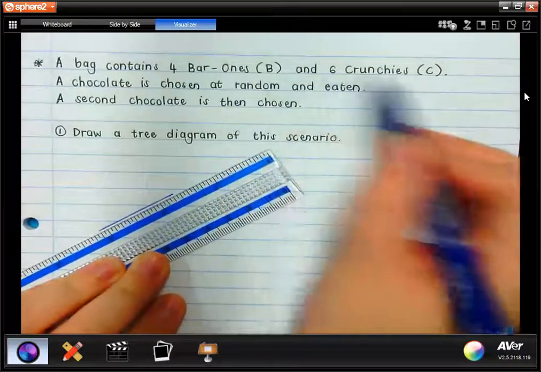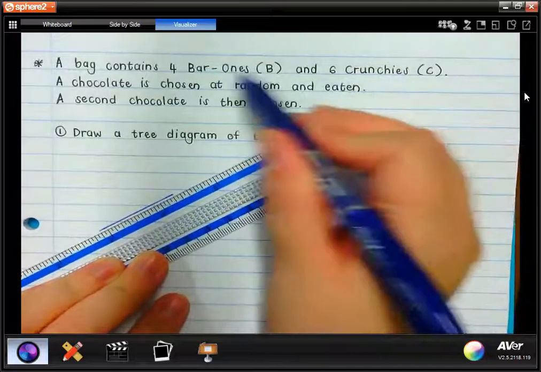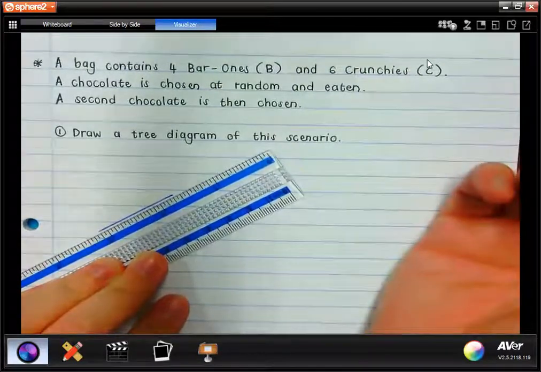And how many types of chocolates are in this bag? 2 of them, hey? So our branches are only going to have 2 sections. Those 2 branches like that. Oh, now it's frozen again. What's going on? Put a B next to the one and a C next to the other one, please.